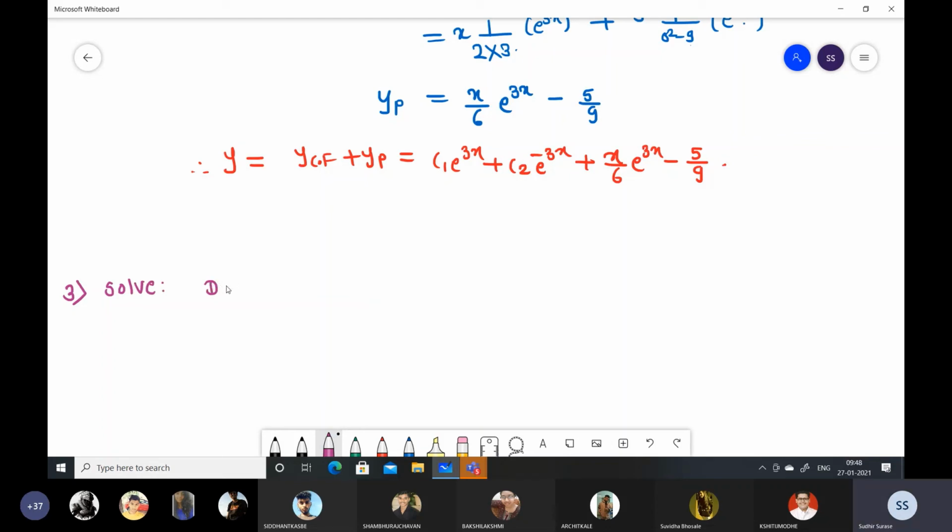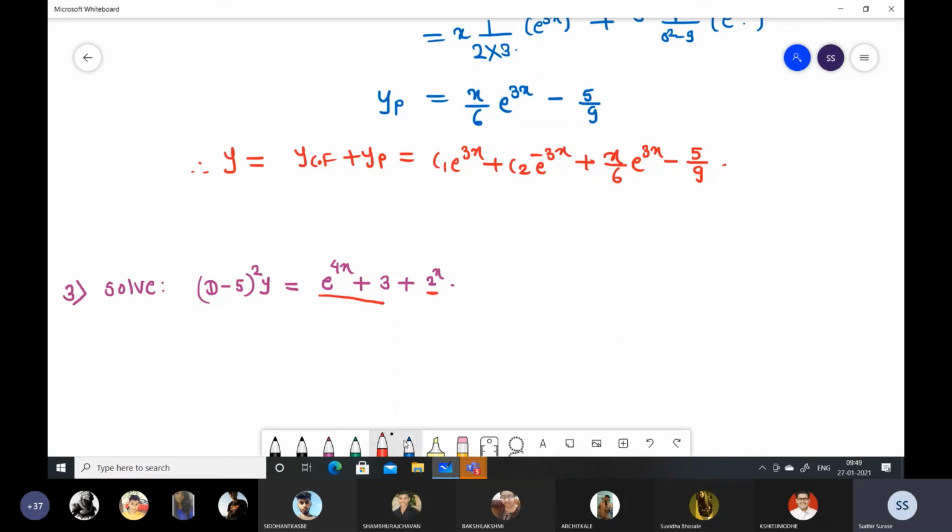Let's say, d minus 5 whole square y is equal to e to the power 4x plus 3 plus 2 to the power x. I want to solve this example. Now we can see we don't have a problem up to the first two terms. We can use the formula. But what about this third term, 2 to the power x, that we have to see.